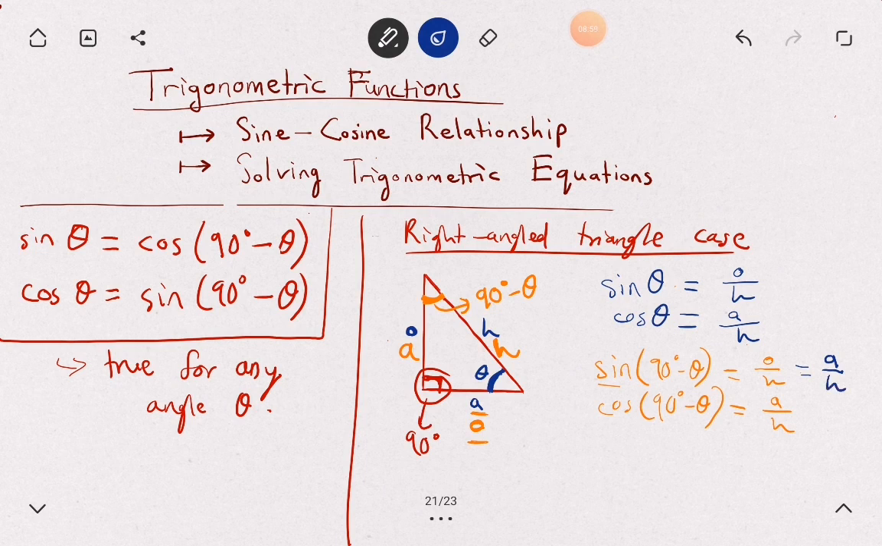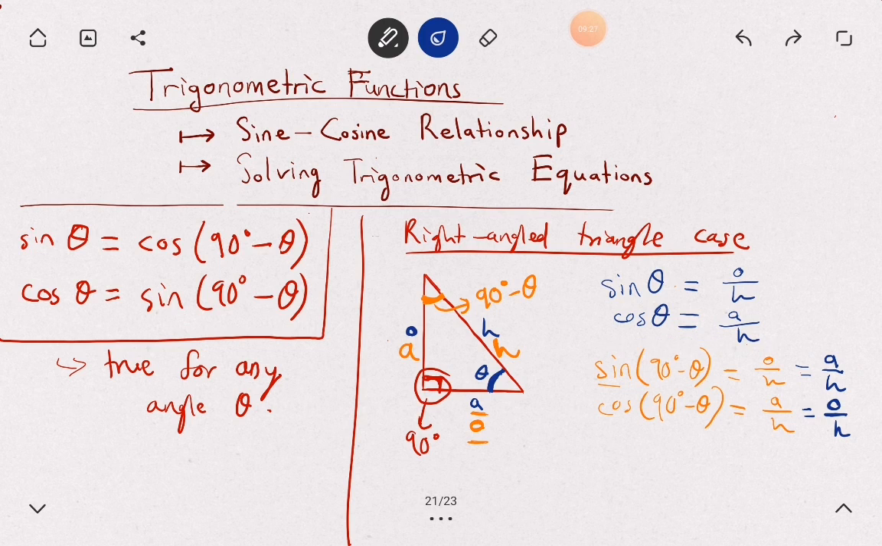And then the H is the same. Okay, so same thing for cosine, the orange A. The orange A is the same as the blue O, so we write O over H. So now you notice that cosine of theta is the same as sine of 90 minus theta. This is A over H, this is A over H.